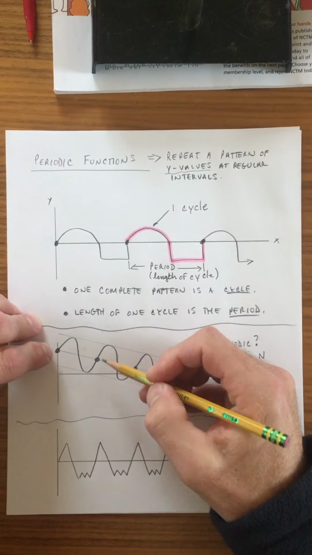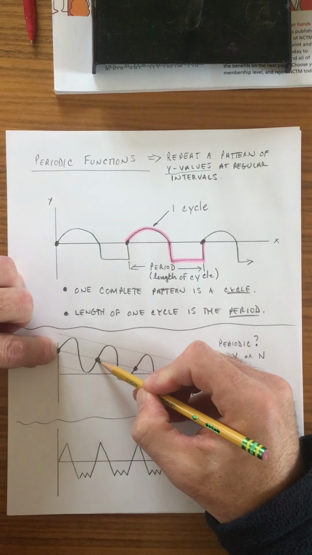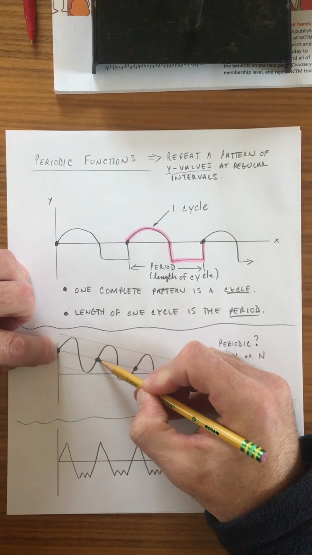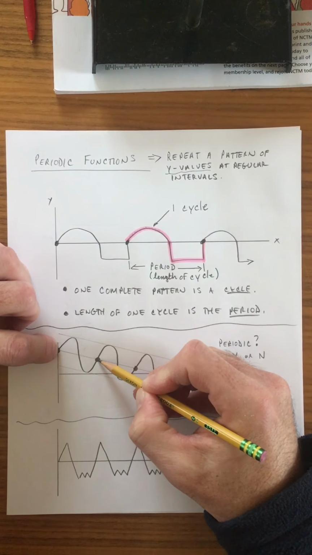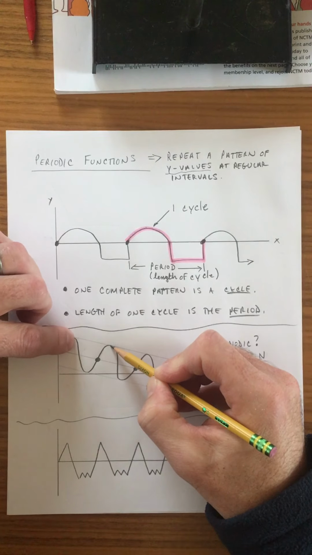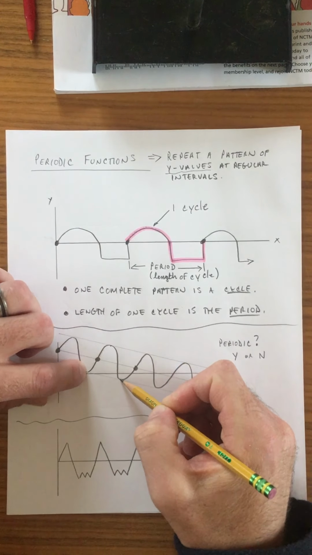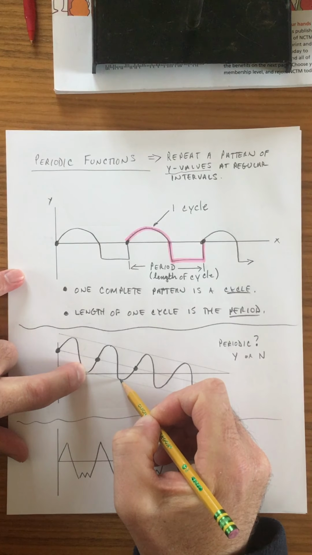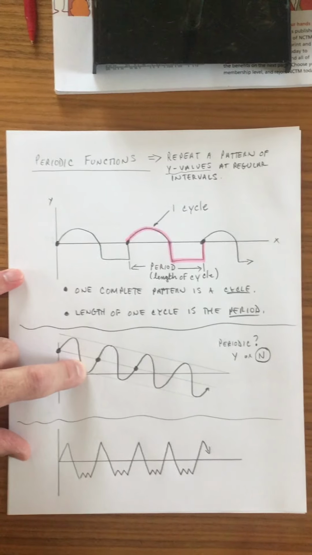And so you have to ask yourself at the beginning and at the beginning, do these have the same y value? And the answer is no, this y value is bigger than this one. And as they go up, do they have the same y value? And as they go down, do they have the same y value? And the answer is no, they are not repeating a pattern of the same y values. So this one is no.